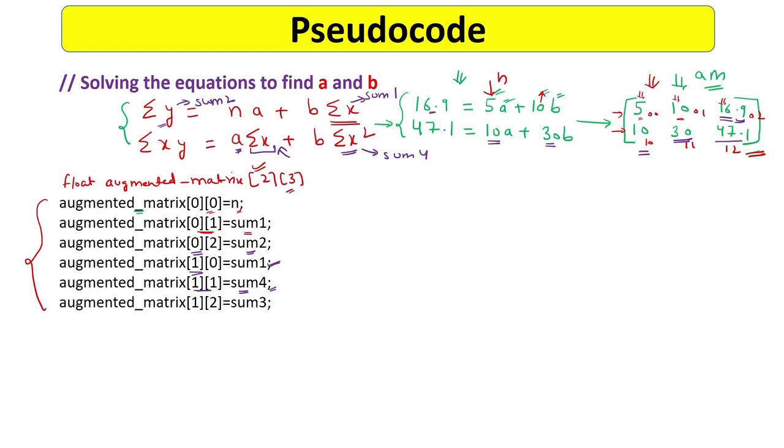Now the last value, 47.1, is the summation of xy. So at the 1, 2 position of the augmented matrix, we have sum 3. This summation of xy was saved in sum of 3. So now, with this, I have created this augmented matrix.